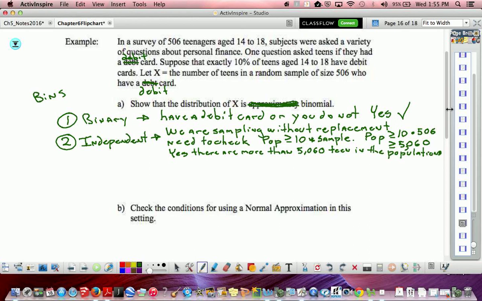The only time I would worry about it is if they actually said the population of a town was 2,000 people, and then they surveyed 516 or something to that extent. Then I'd be a little more concerned about it. But most of the time, that population piece will be met.